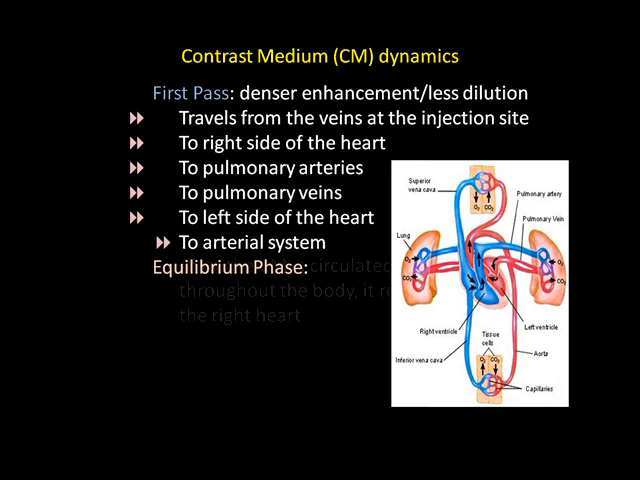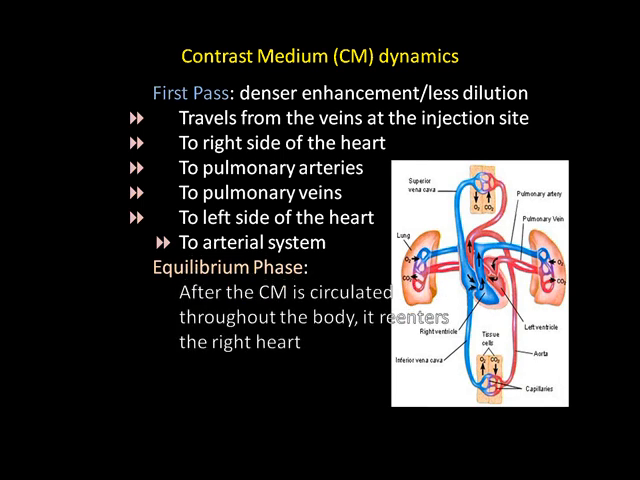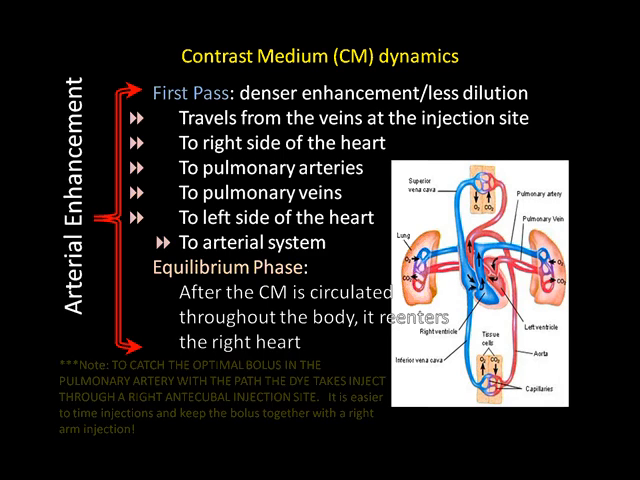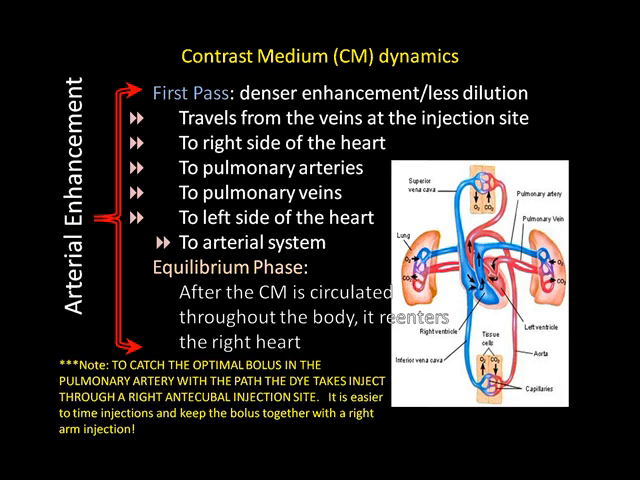and then you reach the equilibrium phase, and this is after the contrast medium circulated throughout the body. It re-enters the right side of the heart. All of this is called the arterial enhancement phase. Now remember, to catch the optimal bolus in the pulmonary artery with the path the dye takes, inject it through a right antecubital injection site. It's easier to time the injections and keep the bolus together with a right arm injection.